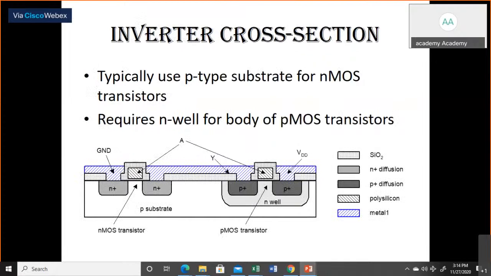I'm not going into the detail of the technology. This is the fabrication structure, the cross-section layout, and how many different layers are involved in a CMOS inverter, as you can see here. We require a P+ diffusion, an N diffusion, polysilicon, metal, and SiO2. These are the basic things you need to remember as a student, the essential layers required for CMOS devices.